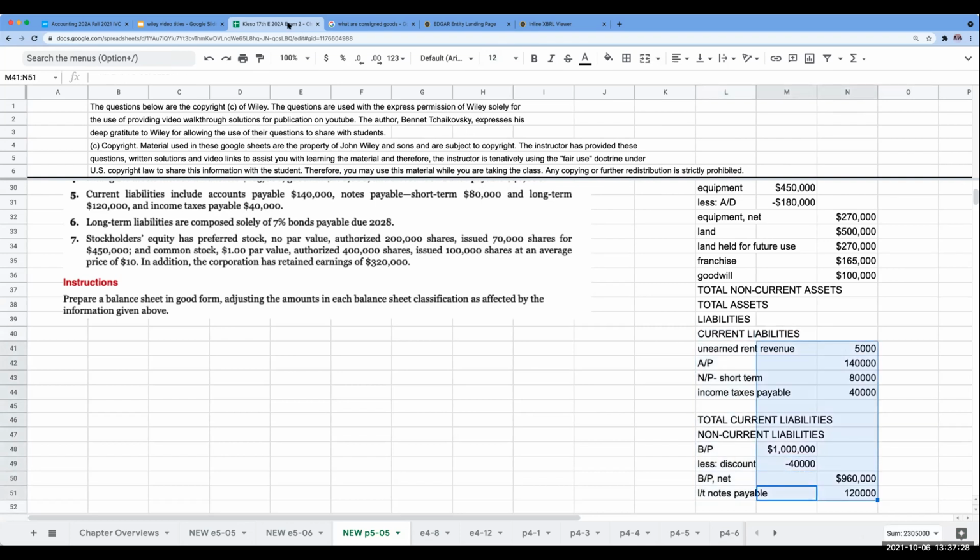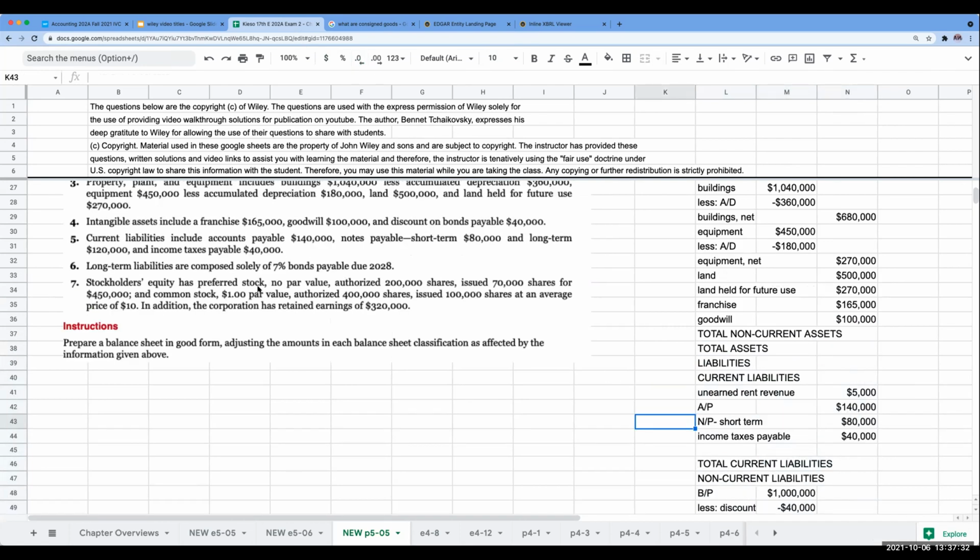Okay, and if we make this into dollars, all right. So we've got here current liabilities include accounts payable for 140, notes payable short-term 80, long-term notes payable 120, not a current liability. Remember, current liabilities are paid within the year. And then income taxes payable 40 grand.